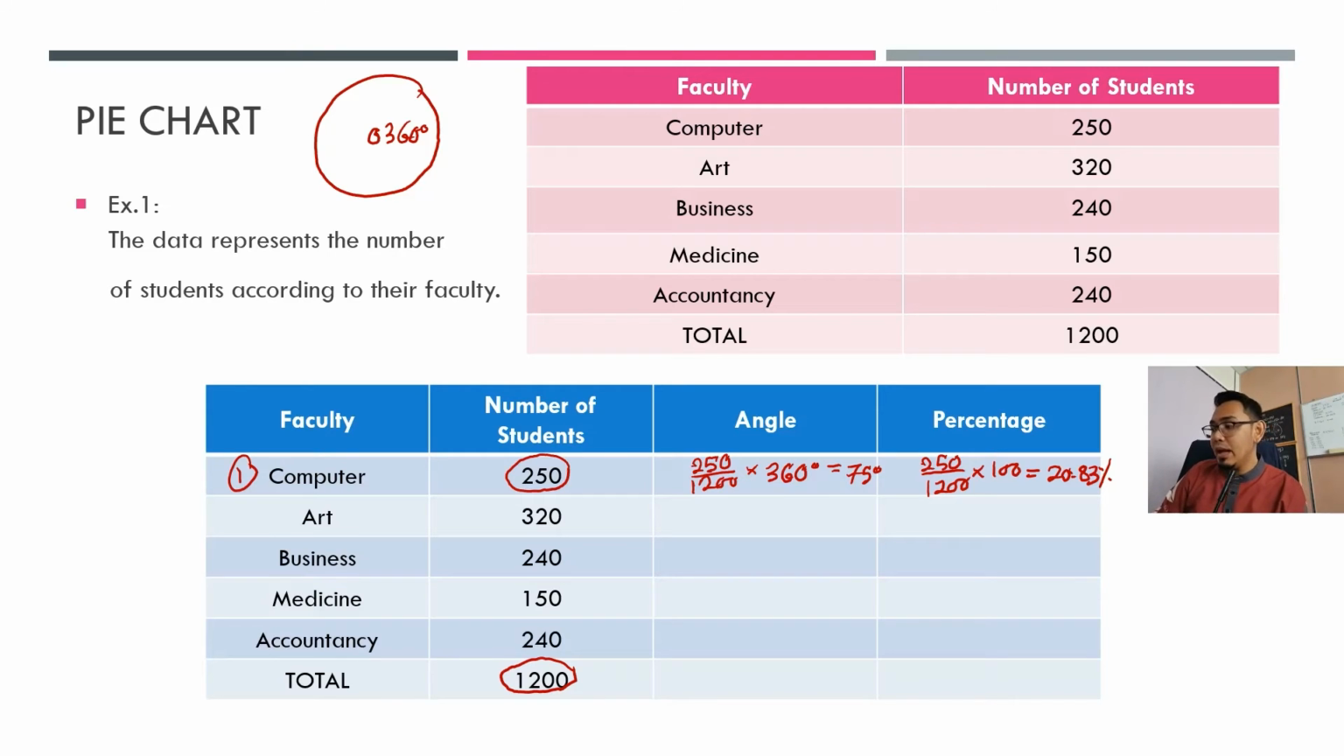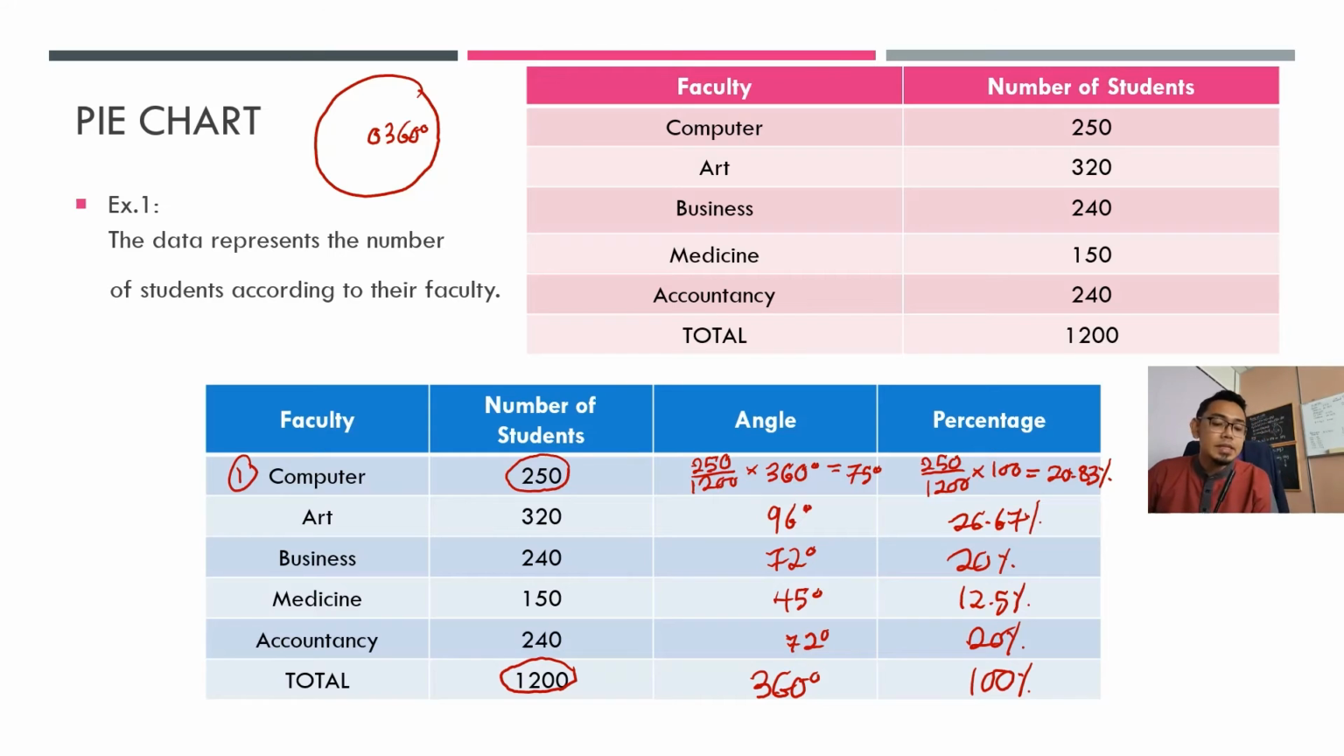Then you can do the same thing for arts, business, medicine, and accountancy. You get something like this: 96 degrees, then 72 degrees, 45 degrees, and also 72 degrees. The total should be 360 degrees. For the percentage, we have 26.67%, then 20%, then 12.5%, and also 20%, and the total of the percentage should be 100%.